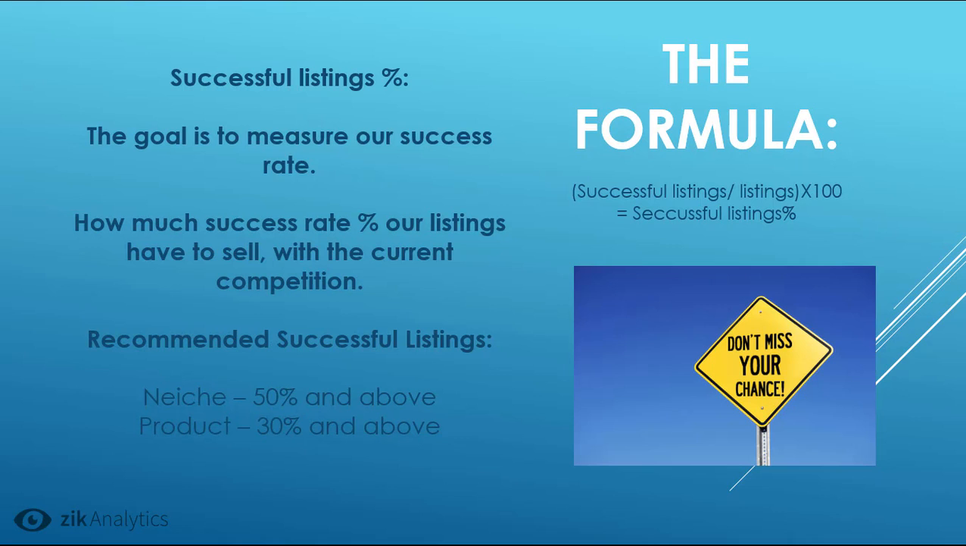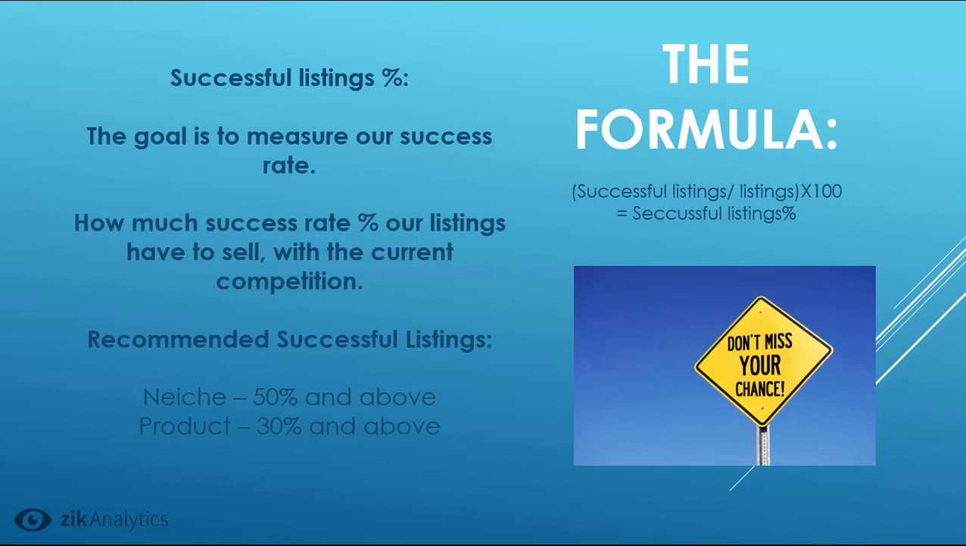The next thing we have here is successful listings. The formula of successful listings is: the listings that were actually sold, you divide it by all of the listings and you multiply it by 100. So that makes the successful listing percentage. For example, if you have 100 listings and 30 of them were actually sold, you divide 30 by 100 and multiply it by 100, and the result is 30%.